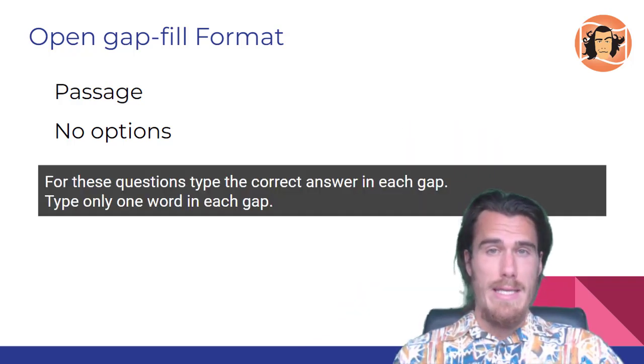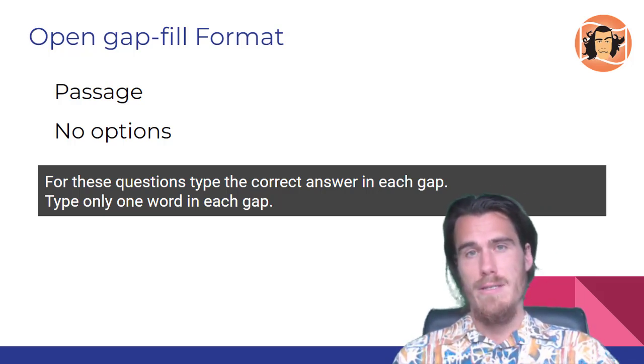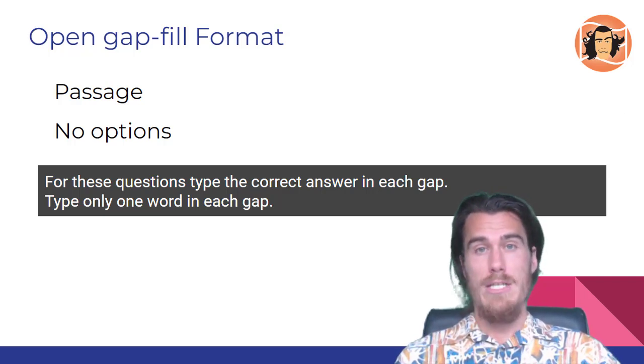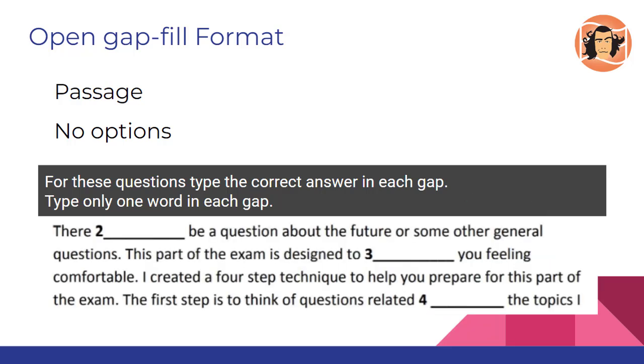So it will say something like this: for these questions, type the correct answer in each gap. Type only one word in each gap, so just one word. And then you'll have a passage which might look something like this, with some gaps in it, so you need to type in a word that you think fills the gap.